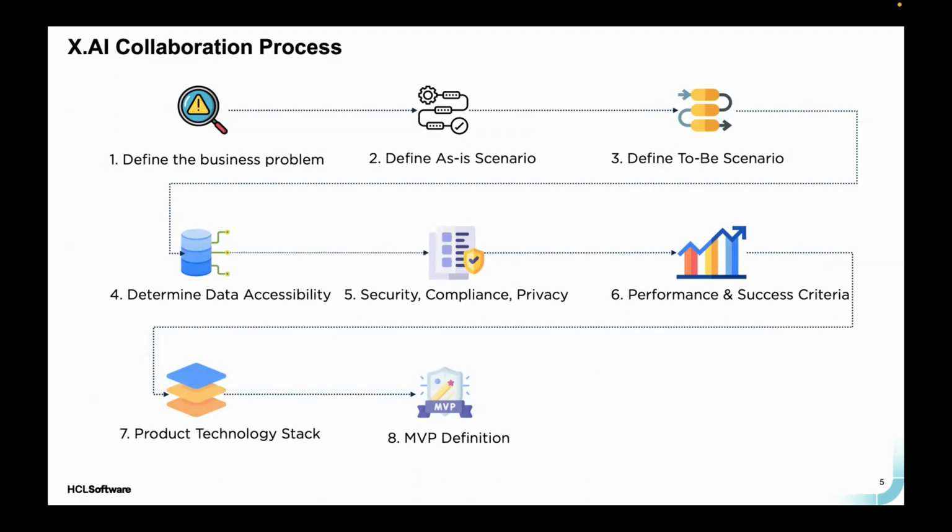And as for the collaboration process, you'll see a lot of this in our presentation today, but we always like to show: what business problem are we solving? Why are we solving it? What does the scenario look like today? How do we plan on transforming that into the future? And then all of the things that come after that. Do we have the data? What are the security, compliance, and privacy considerations? What performance and success criteria are we shooting for? And that gets us to the MVP that we'll be sharing with you today.